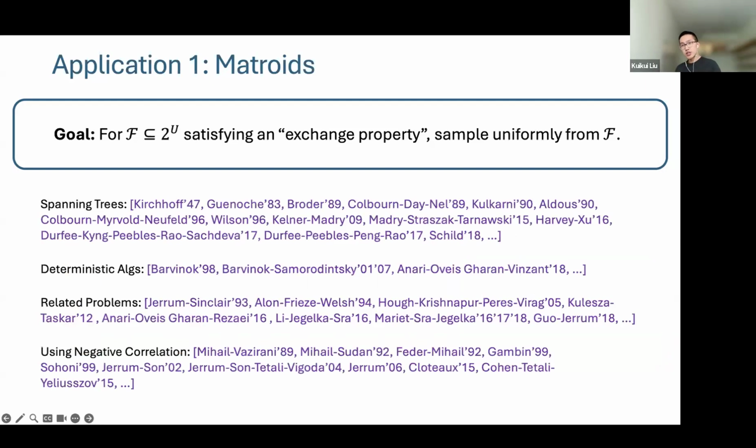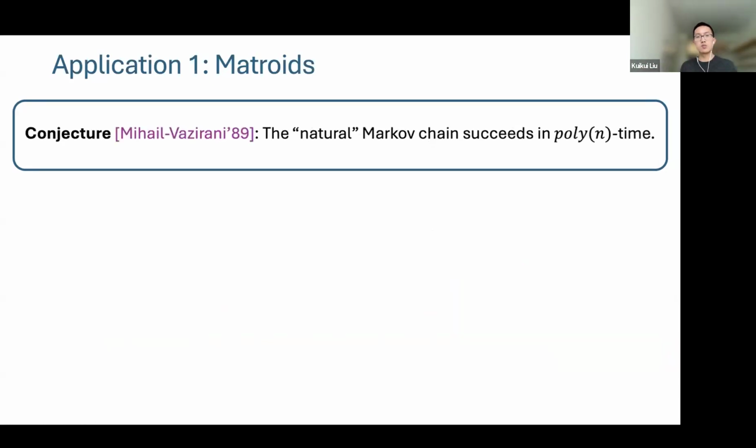So motivated by these applications, this problem of sampling matroid bases has been the subject of intense research for several decades. And unfortunately, most of the prior works have only managed to address very special classes of matroids, such as spanning trees. Now, in 1989, Mihail and Vazirani conjectured that a certain very natural Markov chain actually successfully samples a uniform random basis in polynomial time. Okay? And this Markov chain is very simple to describe, similar to Glauber dynamics.